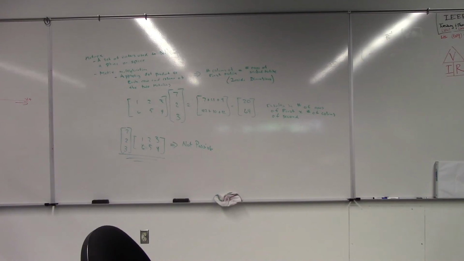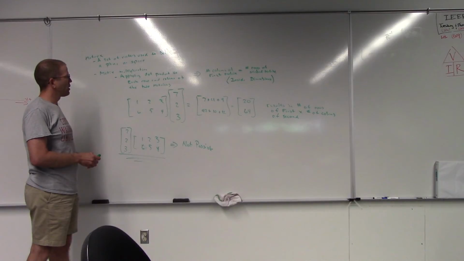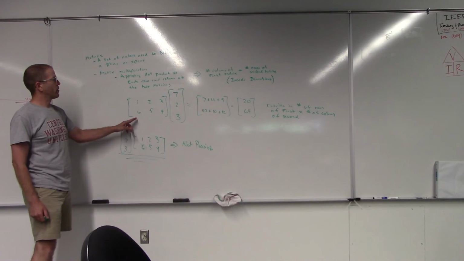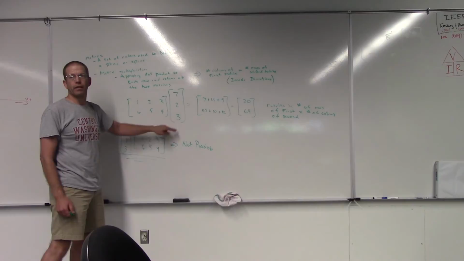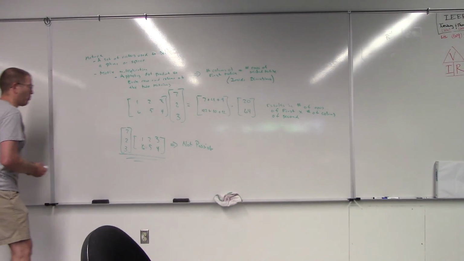So what's the rule of thumb if it's the other way around? Is it then the number of rows in the first matrix has to be the number of columns in the second? No, when you're checking your matrices, always make sure the columns of the first is equal to the rows of the second. So it's always better to set it up that way.